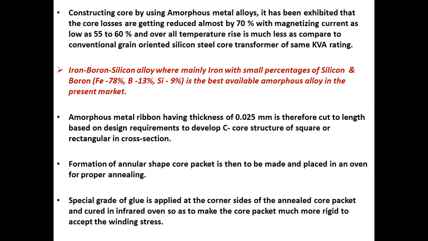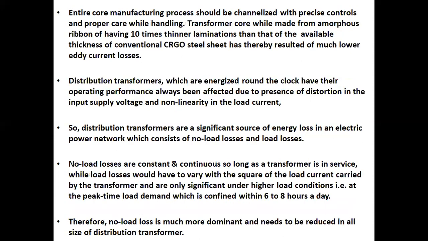Formation of annular shape core packet is then to be made and placed in an oven for proper annealing. Special grade of glue is applied at the corner sides of the annealed core packet and cured in infrared oven so as to make the core packet much more rigid to accept the winding stress. Entire core manufacturing process should be channelized with precise controls and proper care while handling.